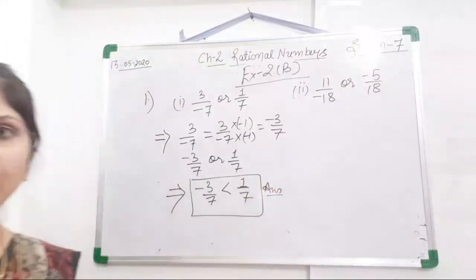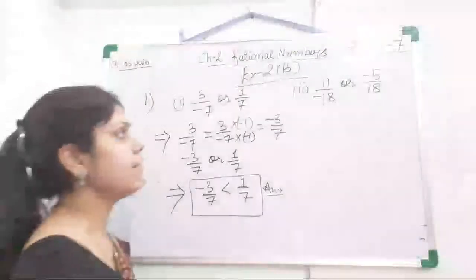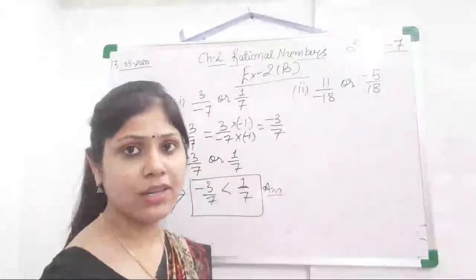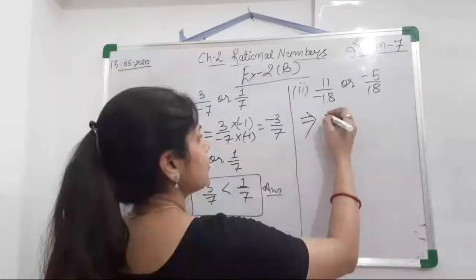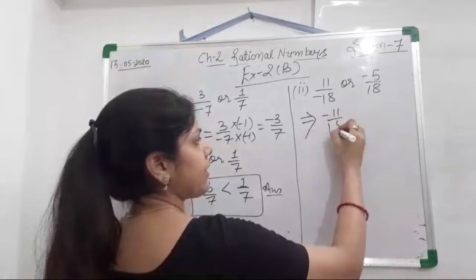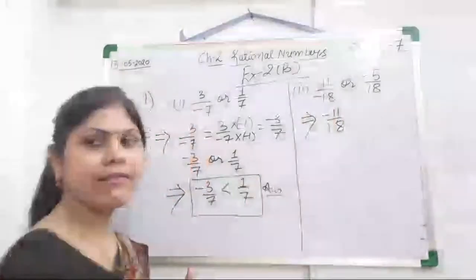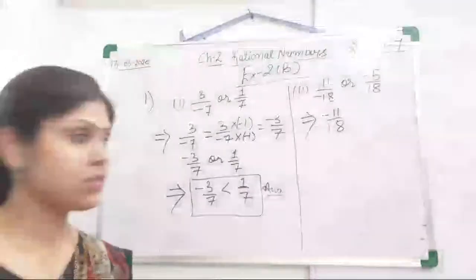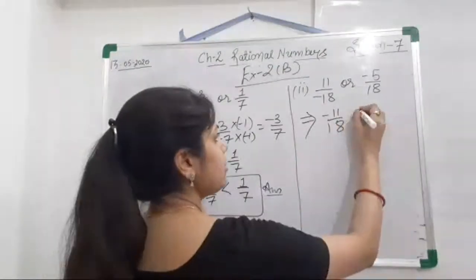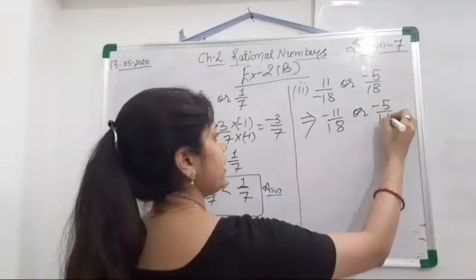Clear? Now come to the next question. 11 upon minus 18 or minus 5 upon 18. Again, you can see, I am writing directly now. You can write 11 upon minus 18. You have to make the denominator positive, so it will be minus 11 upon 18 or minus 5 upon 18.